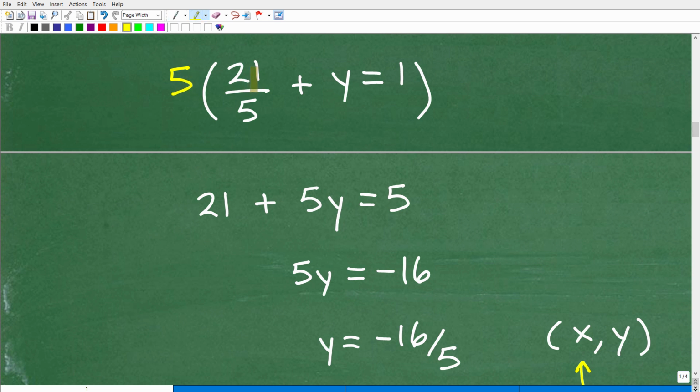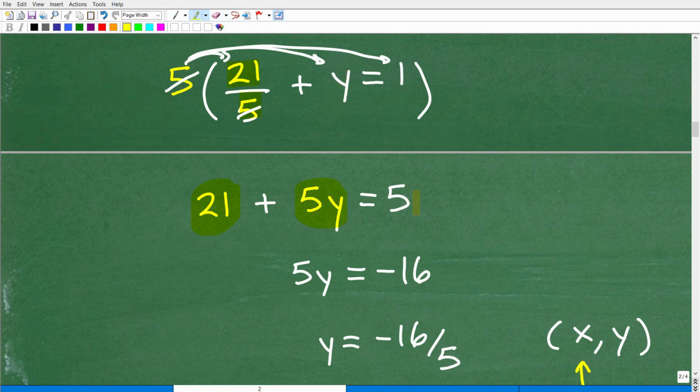So 5 times 21 over 5 is simply going to be 21. Okay, the 5's go away. So I have to multiply the 5 by this, the 5 by y, and 5 by 1. So 5 times y is 5y, 5 times 1 is 5. Just makes our life a little bit easier.